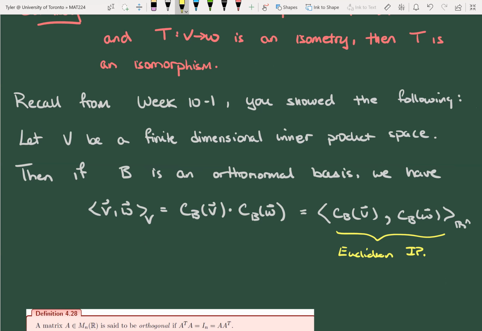Okay, so I think this was actually question 1 of the week 10-1 exercises that we did. It would have been this time last week, and I had you prove that this was true. And the proof isn't terribly difficult. But notice that this exactly tells you that CB is an isometry. And not only is it an isometry, it's an isometry between two vector spaces of the exact same dimension, right? That's the entire point of the coordinate transform. Therefore, it's an isomorphism.